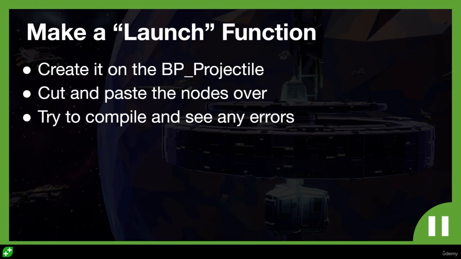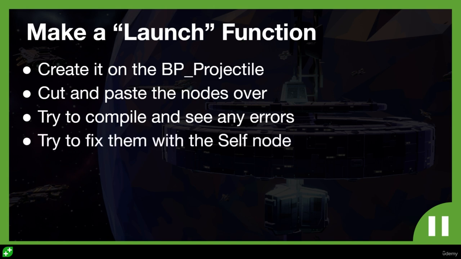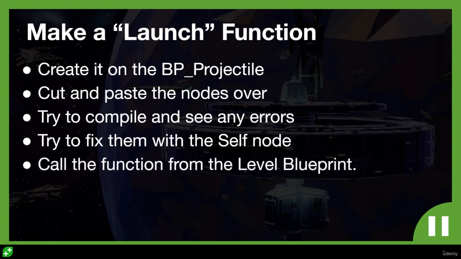And I'd like to see if you can try and understand what that error is saying and try and fix the error using the new self node that we have learnt about. And then you need to go ahead and call that function from the level blueprint by dragging off of the instance, like we did for our print yourself node, drag off of the instance of the new projectile created from the spawn node and call the launch function. Pause the video and have a go.